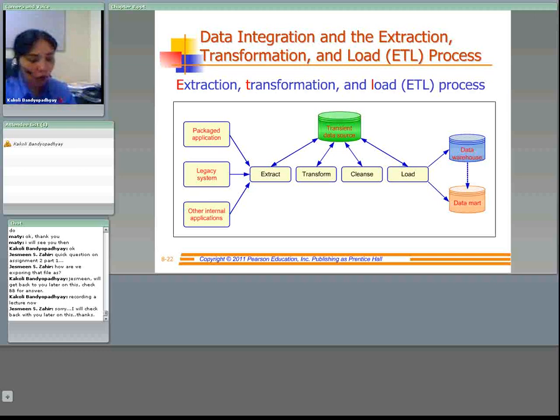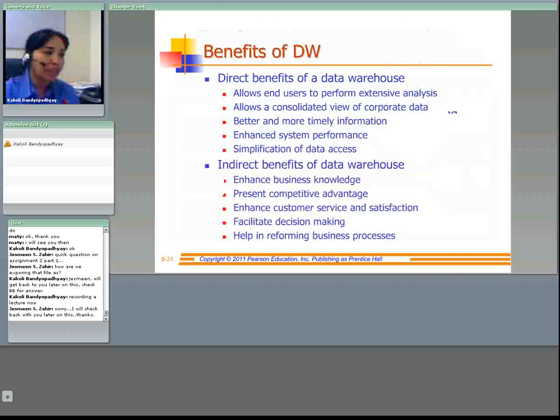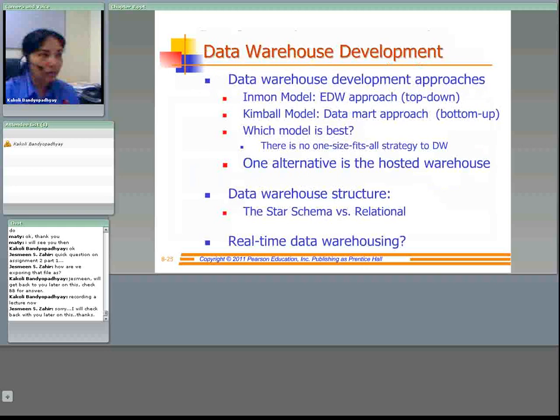Transformation involves converting data from their original form to whatever form the data warehouse needs. This often involves cleansing of the data to remove as many errors as possible. Then loading. Loading is putting the converted data into the data warehouse. So this is the ETL process, and commercially available ETL software do the work.